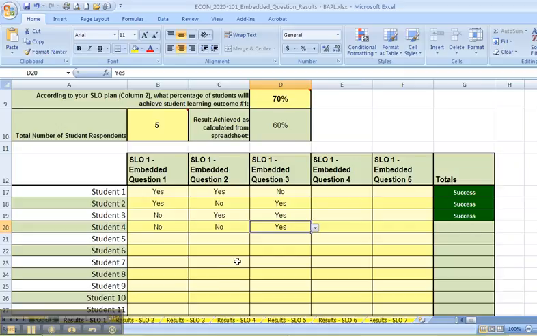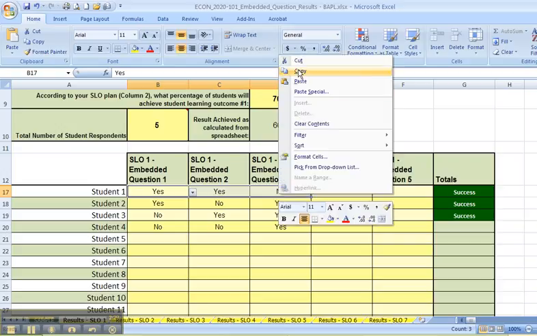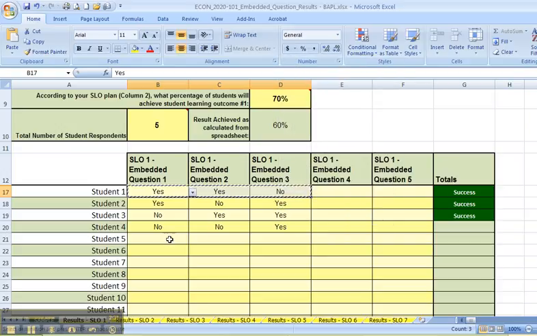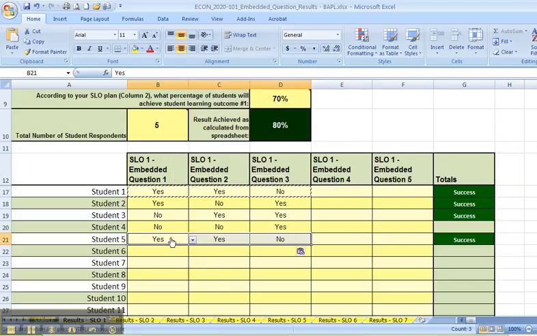Now for the 5th student, they have the exact same answers as the first student. I could simply fill it in. If you're up to a shortcut, then you can select those cells, right-click and copy, and then paste that data for the 5th student. But again, that's only if you're up to it. You can just go ahead and click in every box if you're more comfortable doing that. Now, that was just for the first student learning objective.